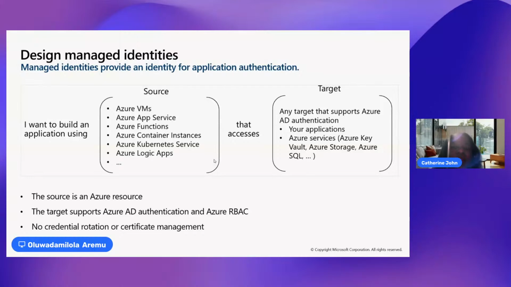So just pick a target that is comfortable for you to use, and equally it depends on the source you have picked. You cannot pick AKS and want to use SQL. It doesn't really work that way. So the source is an Azure resource, then the target supports Azure AD authentication. So the target is the way you want to authenticate, and your authentication still falls back to your Azure RBAC, the role you have. So this would equally help you. There is no credential rotation or certificate management when you are designing application authentication.